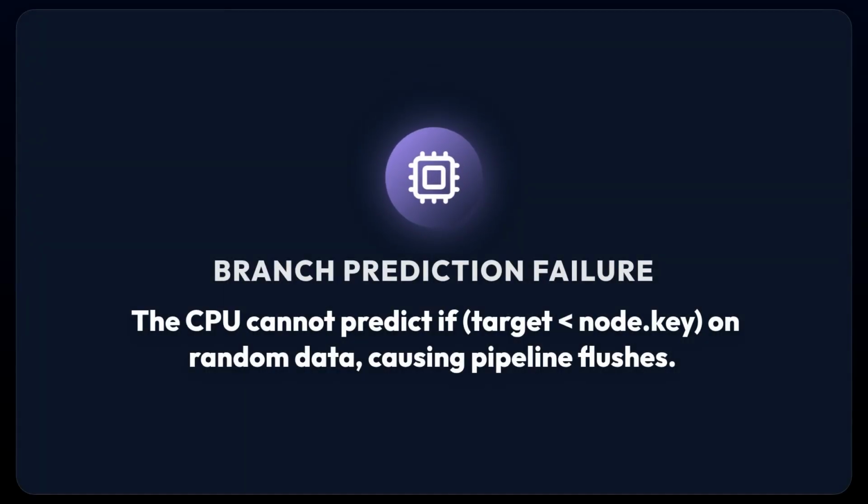Furthermore, modern CPUs try to speed things up by guessing the outcome of if statements before they happen. In a binary search, we compare the target value against the current node's key. The result, going left or right, is effectively a coin toss on random data. The CPU frequently guesses wrong, forcing it to flush its execution pipeline and start over. For small datasets, a simple array scan is often faster than a BST for exactly this reason.